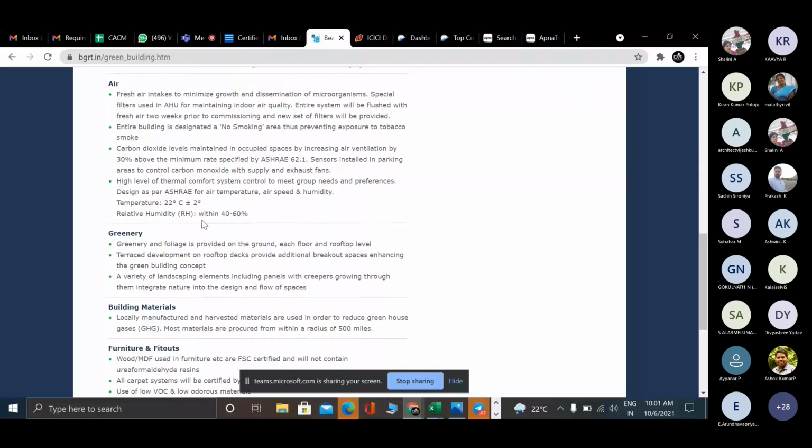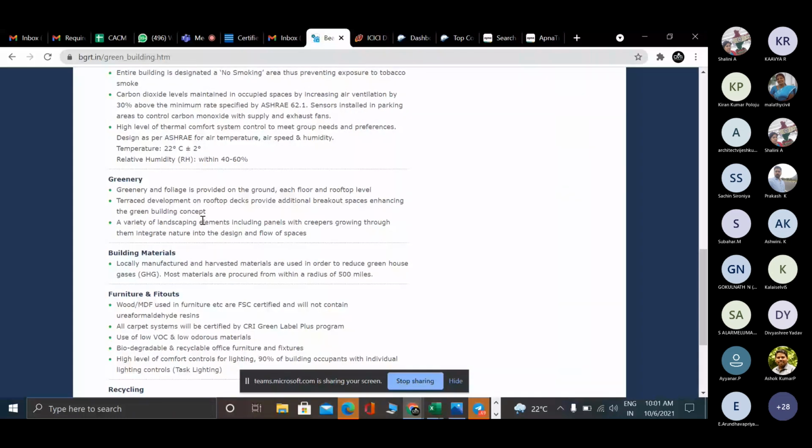And for building materials, most of the things they have used are locally available materials and recycled materials, which nowadays they are using. And most materials are procured from within a radius. This is one of the parameters. Within 500 miles you have to procure the material so that the carbon footprint is reduced for that particular project.